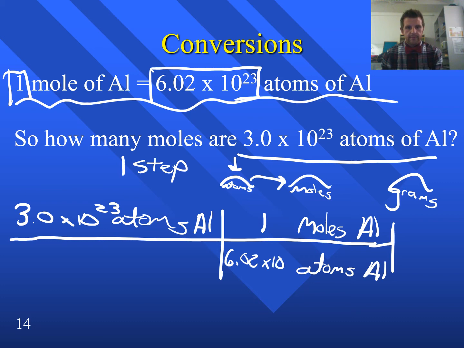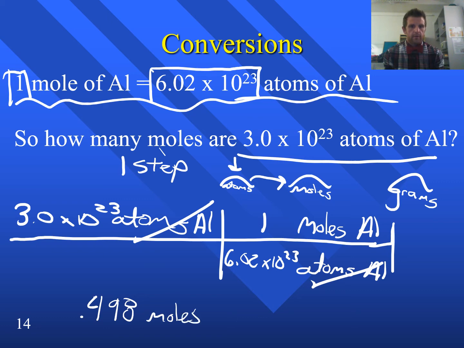6.02 times 10 to the 23, cross out my old unit, and I should end up with an answer of 0.498 moles, or if you're going to round that, it's going to be 0.50 moles of aluminum.